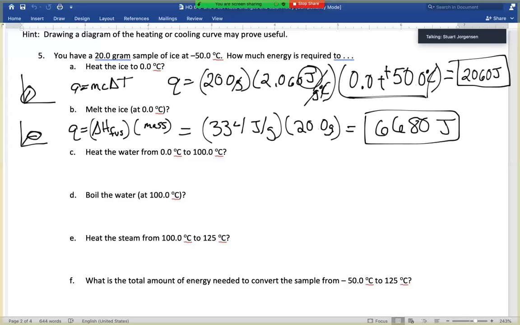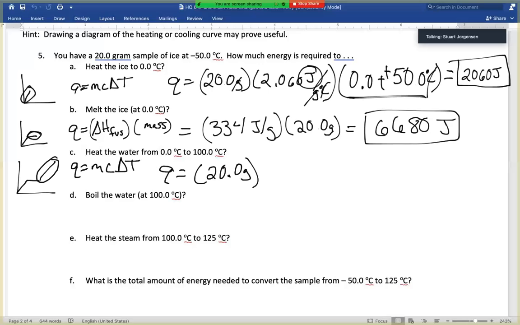Cool, so now we're in the liquid phase. We've got our water. We've heated up the ice, we've melted all of the ice, and now we're heating up the water. So we're in this region of our graph now. We're back to a temperature change. Q equals MC delta T. We're solving for Q again. Our mass is still 20.0 grams. We need specific heat now for the liquid water phase, which is 4.180 joules per gram degree Celsius.